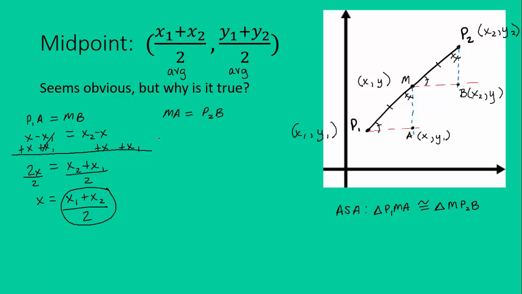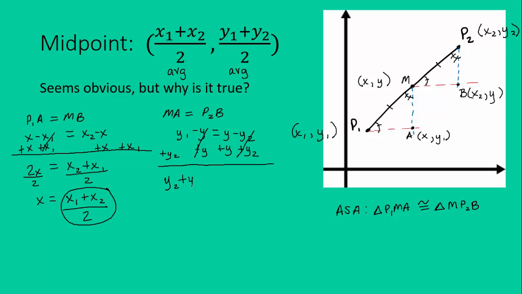Let's try the y's now. The distance from M to A is y1 minus y, and the distance from P2 to B is y minus y2. So let's see, how could we get our y's together and our other things away from that? I'm just going to move that over there, and I'm going to add a y2 to both sides. And let's see what we've got now.